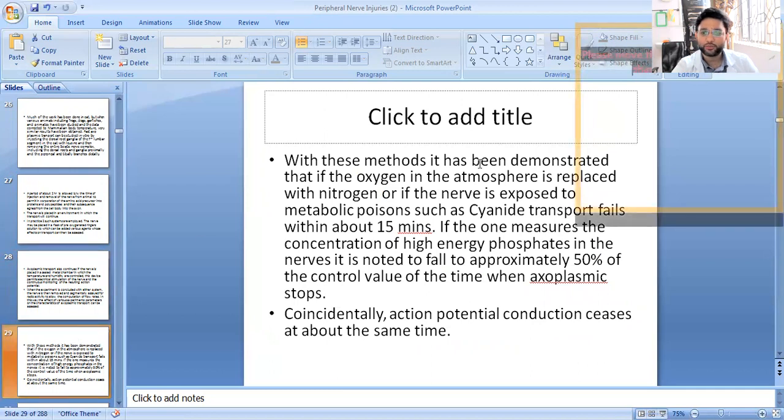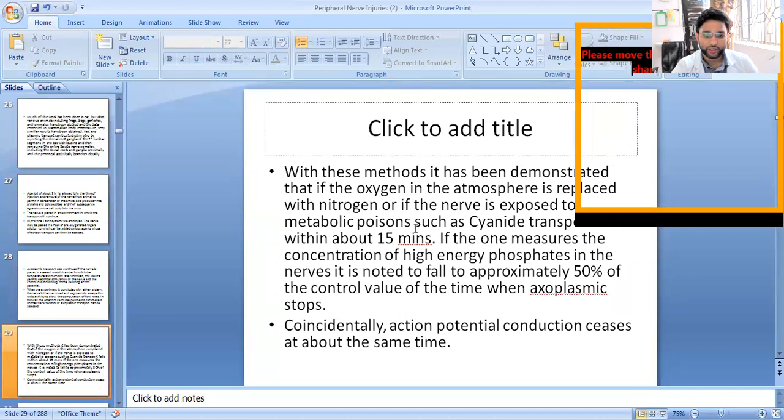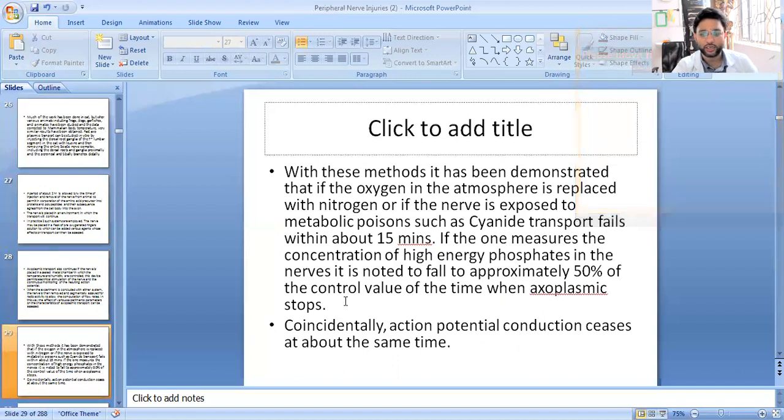With this method, it has been demonstrated that if the oxygen in the atmosphere is replaced with nitrogen, or if the nerve is exposed to metabolic poisons such as cyanide, transport stops within about 15 minutes. If one measures the concentration of high energy phosphate in the nerve, it is noted to fall to approximately 50% of the control value at the time when exoplasmic transport stops. Coincidentally, action potential conduction ceases at about the same time.